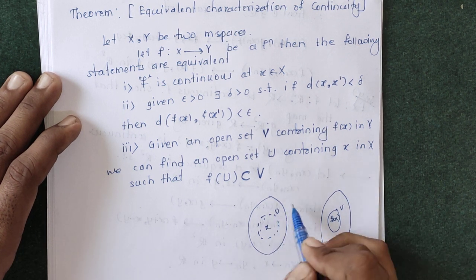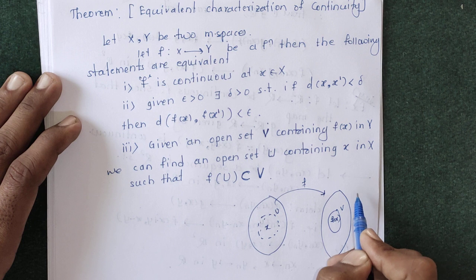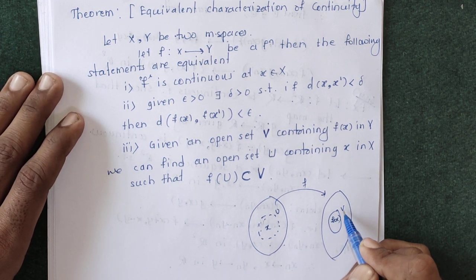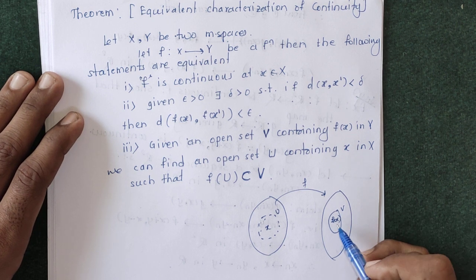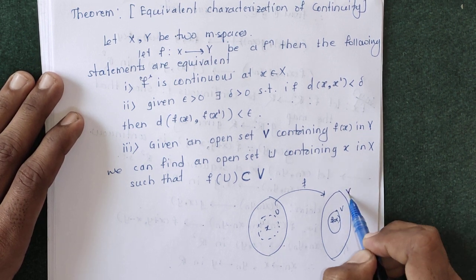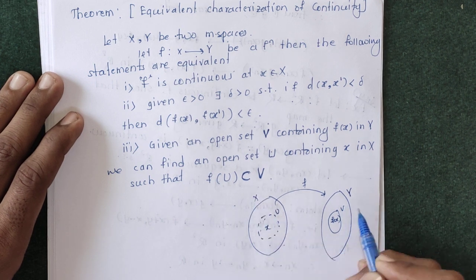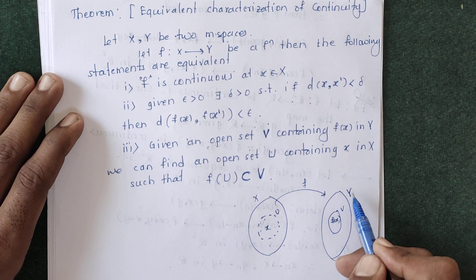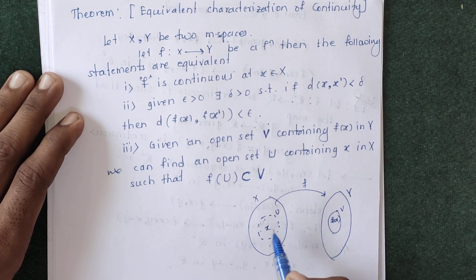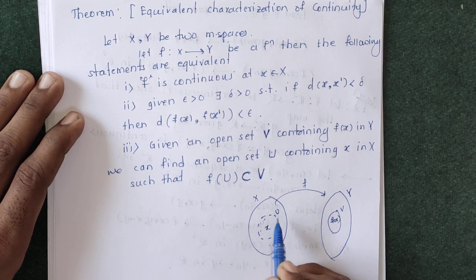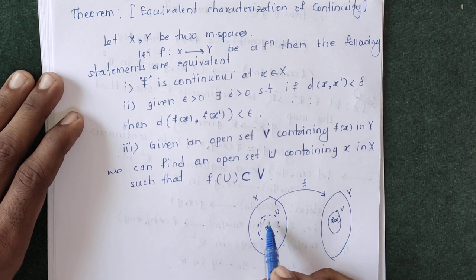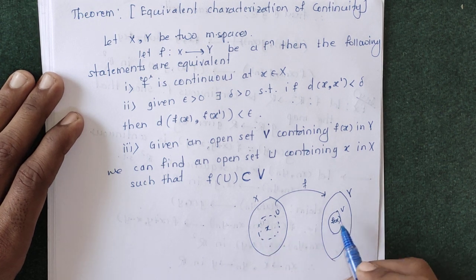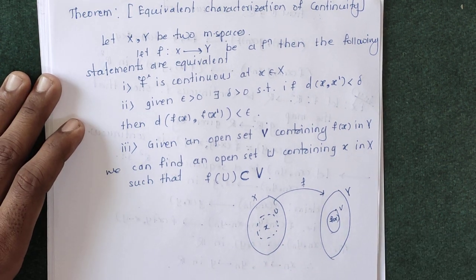So we can say that the given function f from this metric space to this metric space is continuous, because if we find an open set V in Y containing f(x), then for that open set V there exists an open set U in X which contains x, such that the image of this whole open set is a subset of V. Then we say that the given function f is continuous.